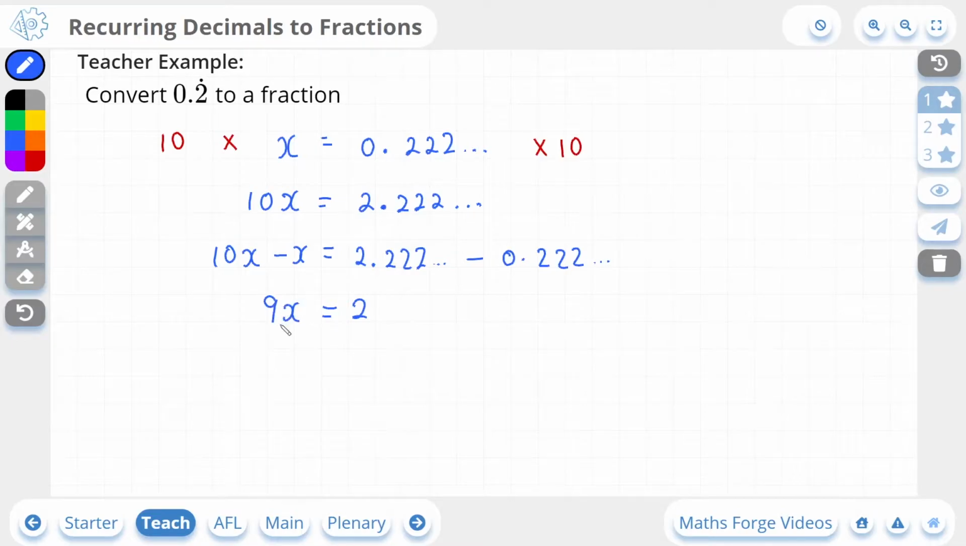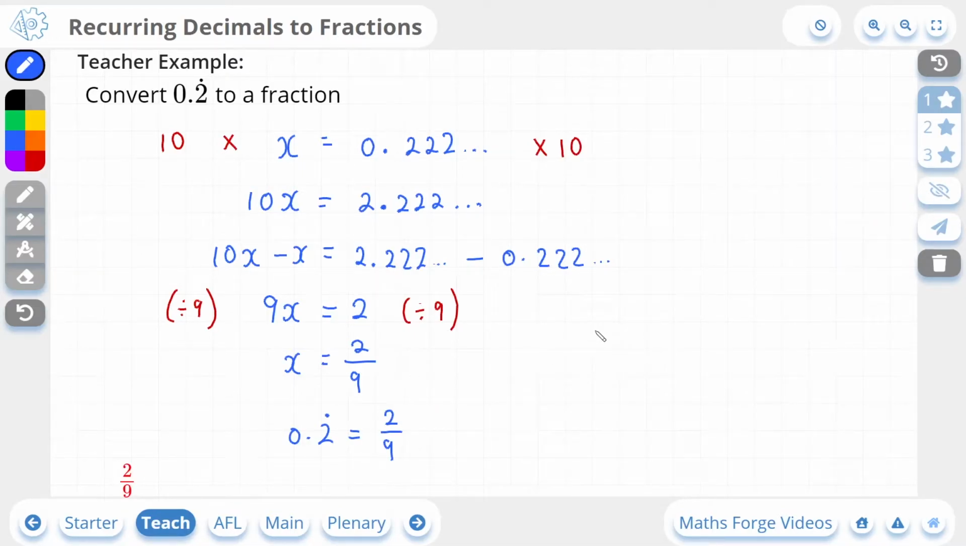And now if we just rearrange for x, I'm going to divide both sides by 9. This will leave us with x is equal to 2 over 9. And if you remember what we actually assigned to x at the beginning of this question, we said that x is equal to 0.2 recurring. Well, if x is equal to 0.2 recurring, and x is also equal to 2 over 9, therefore 0.2 recurring must also be equal to 2 over 9. So 0.2 recurring as a fraction is 2 over 9. And if we check our answer, there it is.